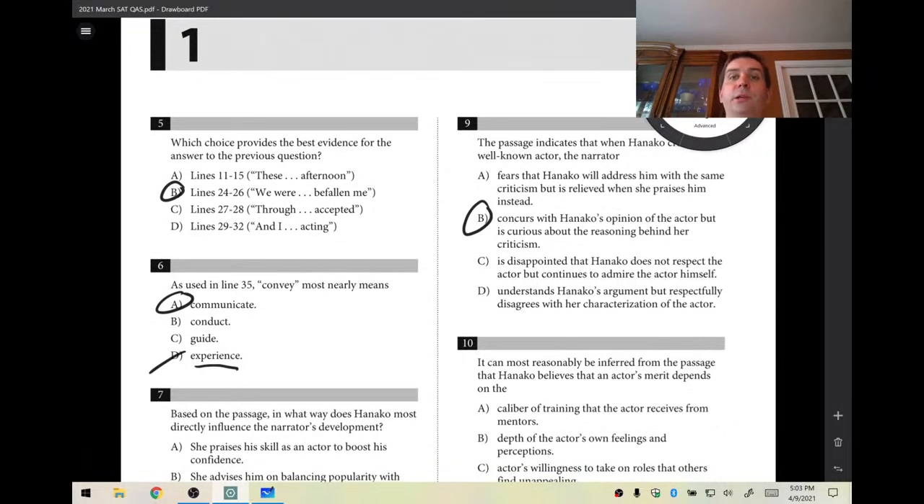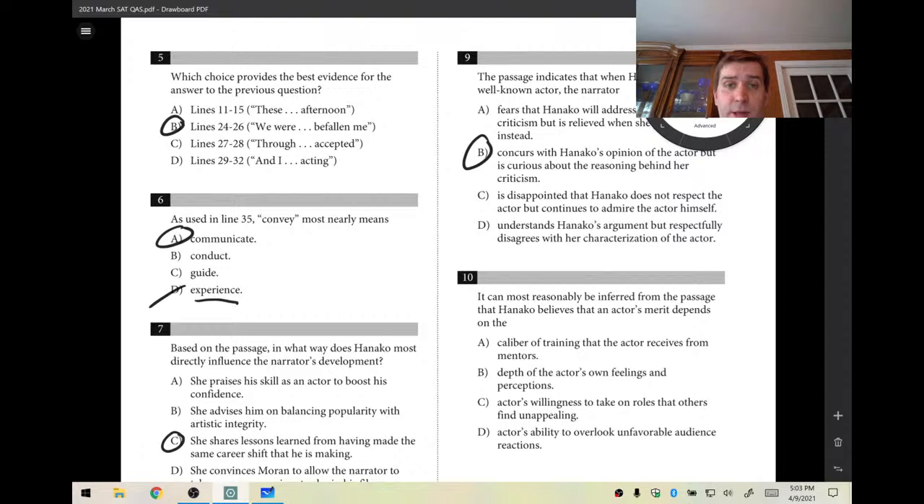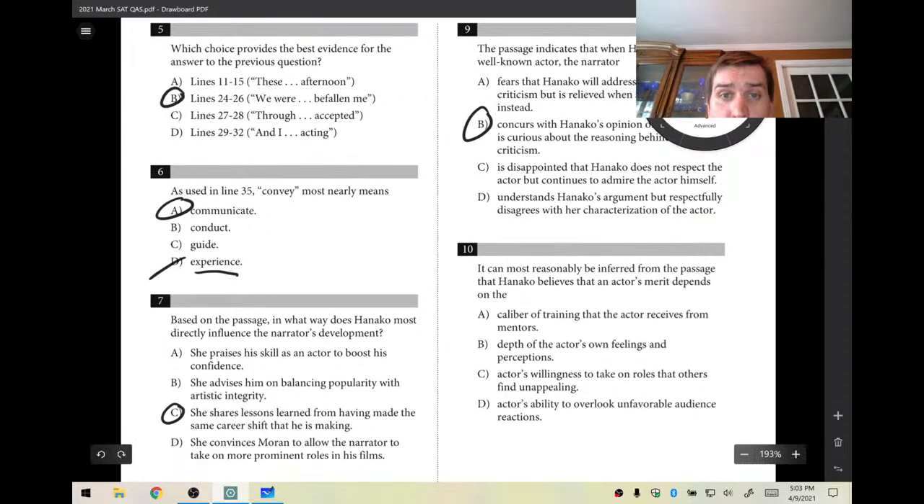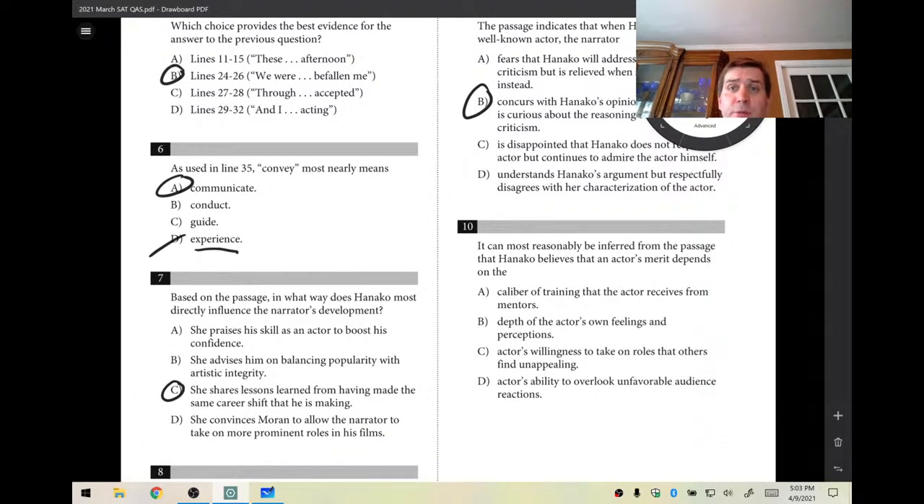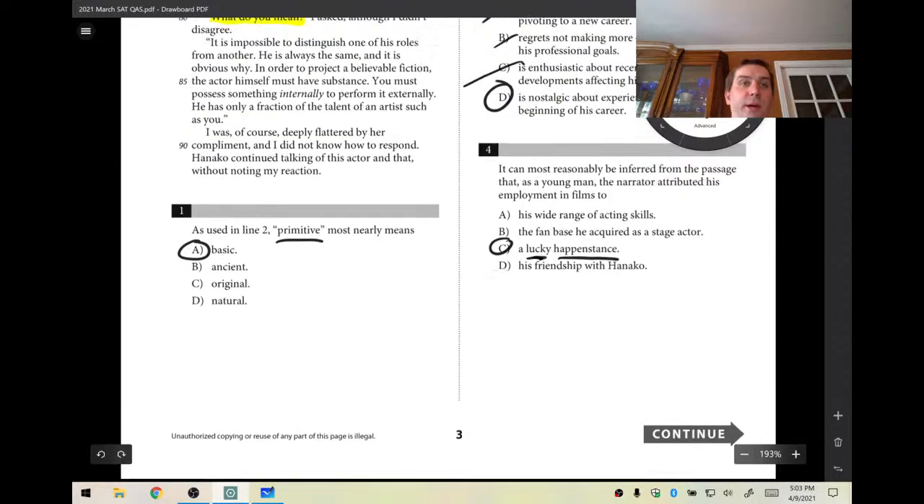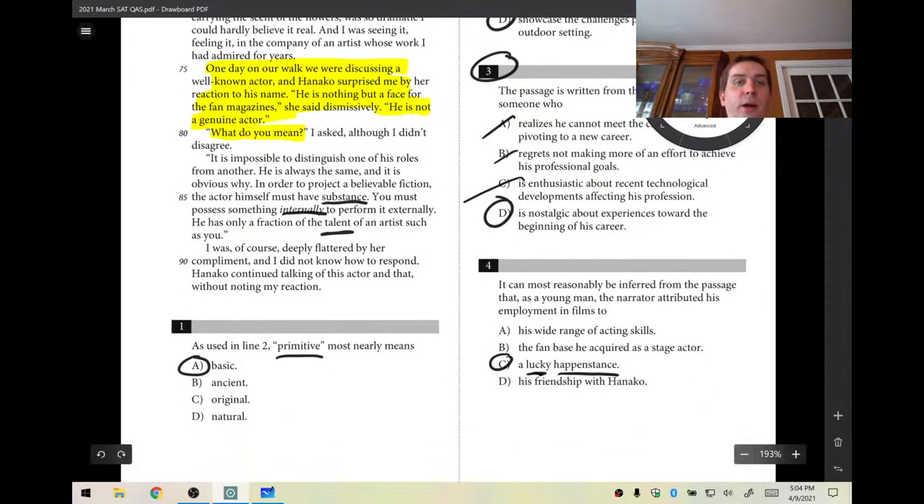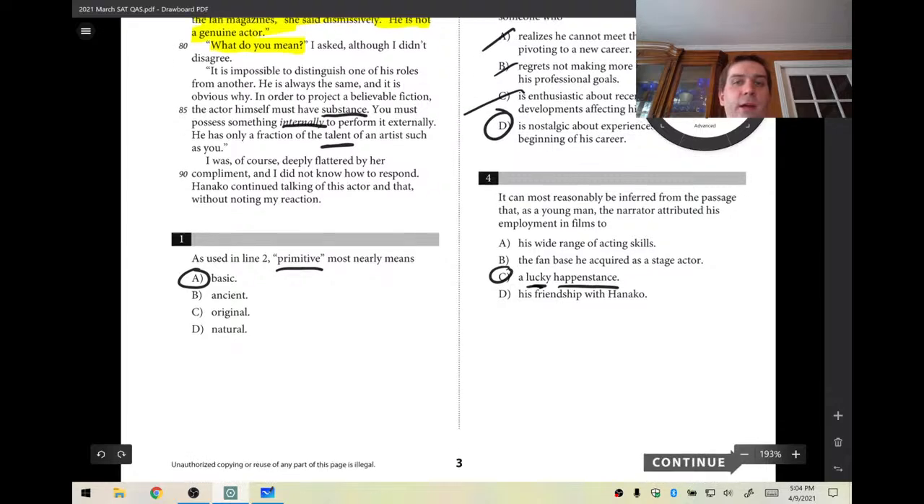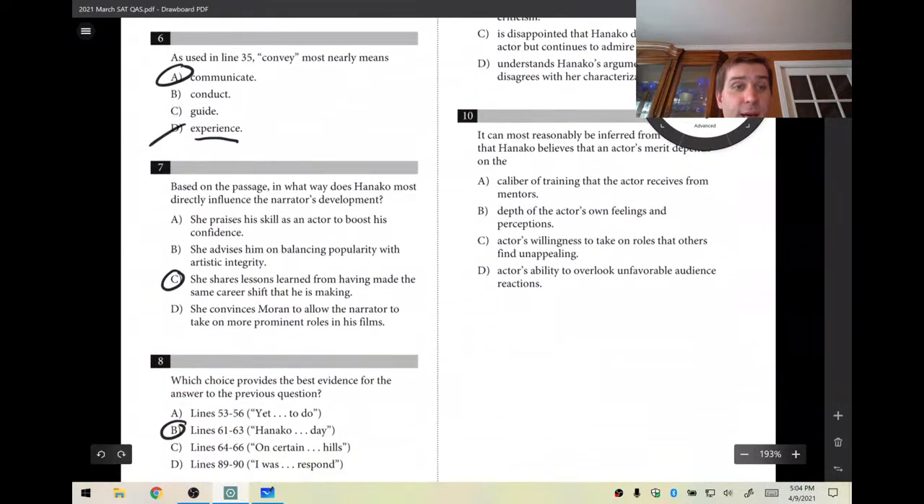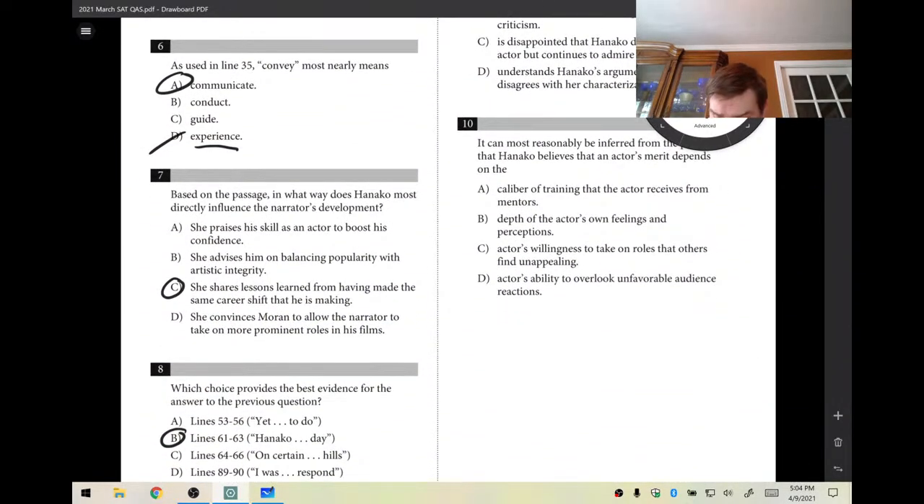Just some reading comprehension. Can you maintain that information until you can answer some questions about these characters? It can most reasonably be inferred from the passage that Hanako believes that an actor's merit depends on what? This is another interesting part towards the end of the passage. Well, what does it depend on? There must be substance. You must possess something internally to perform in its talent. So how do we distill all of that down into an answer choice? The best answer choice for that would be B.